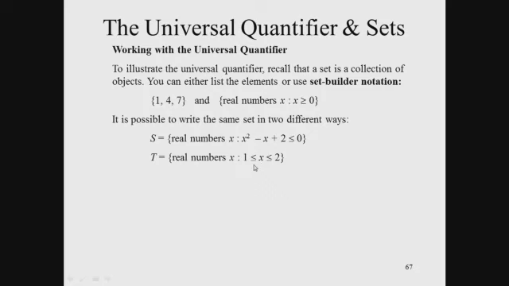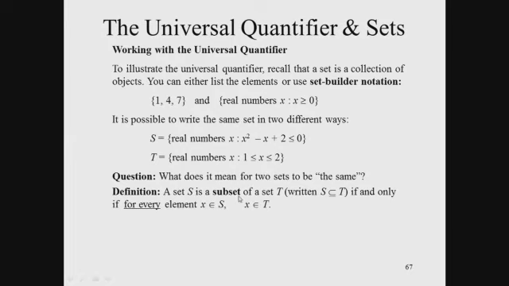So what do you think we mean by two sets being the same? The numbers inside the sets need to be exactly the same. That is, all the elements that you see in the set S should be in the set T, and vice versa. All the elements that are in the set T should be in the set S. So that gives us a definition, and here it is. A set S is a subset of a set T, written S subset of T, if and only if for every element x belonging to the set S, x is also in T. And here you see those keywords for every, the universal quantifier.